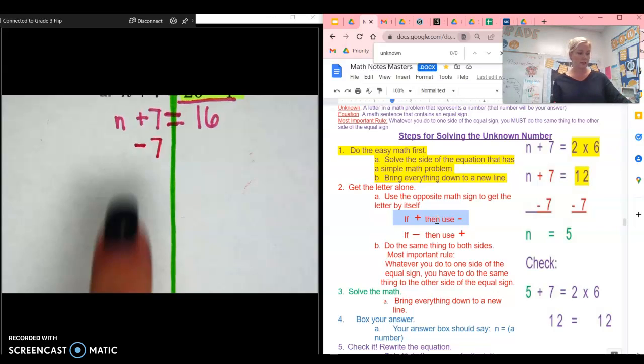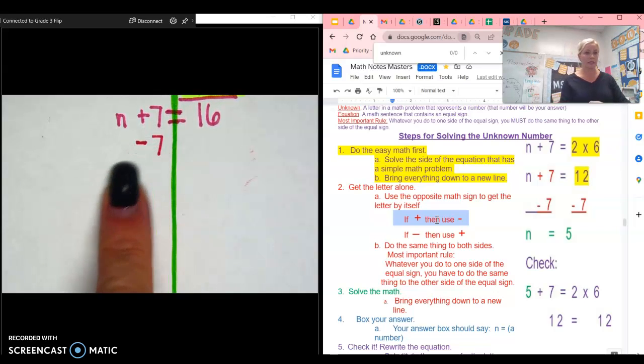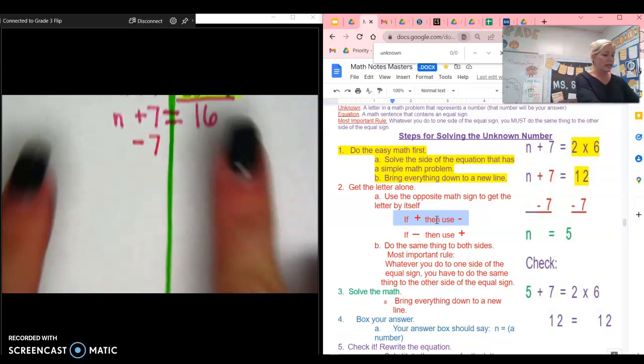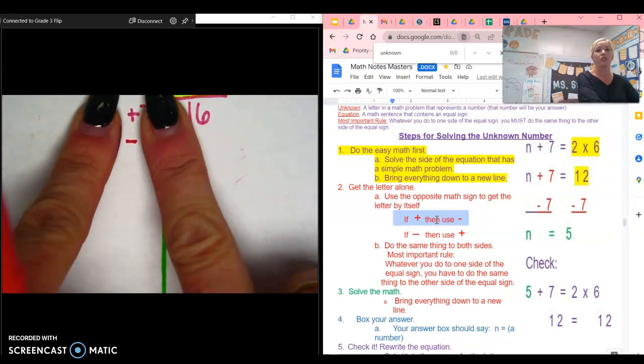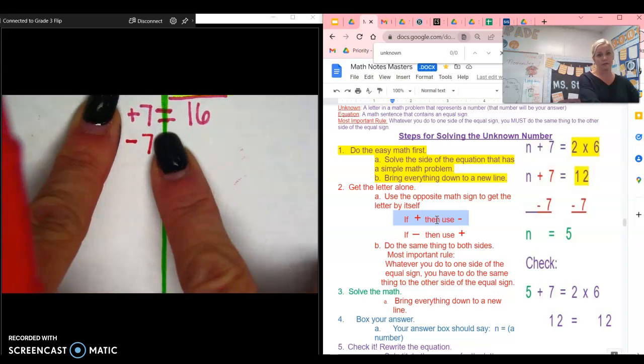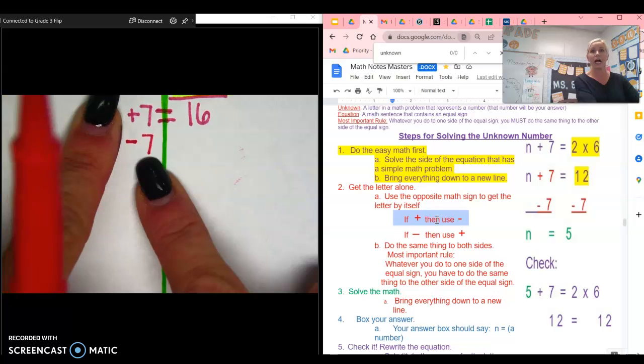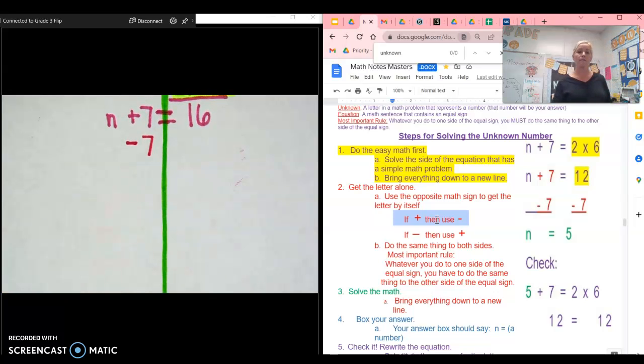Now, if I had a subtraction sign up here, I would do the opposite. The important part for me to notice is that these math symbols are not the same one. Okay, because if I have $7 and I spend $7, I got $0. That's what we want. That's going to get my letter alone. Now you're going to hear me talk many times in this math lesson about the same thing. Whatever I do to one side, I have to do the same thing to the other side. So remember, we chopped our problem with that green line.